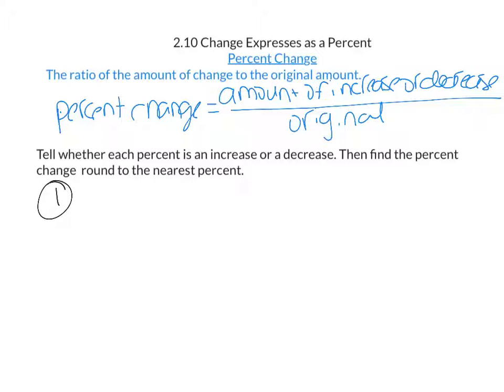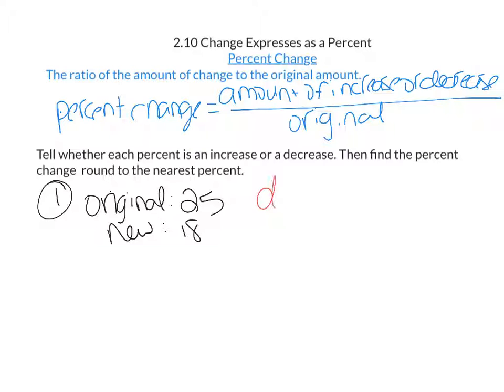It says, tell whether each percent is an increase or a decrease, then find the percent change, round to the nearest percent. So for this first one, let's say we've got an original amount that's 25, and then we've got a new amount that is 18. Okay, so first thing I want to decide if this is an increase or decrease. If you think about something starts at $25 and it goes down to $18, this is clearly a decrease, so make sure you tell me which one it is.